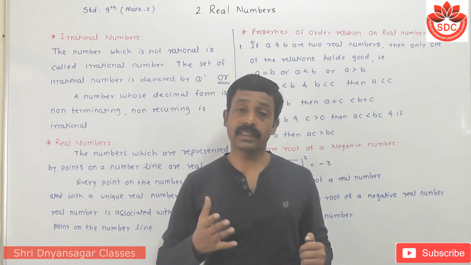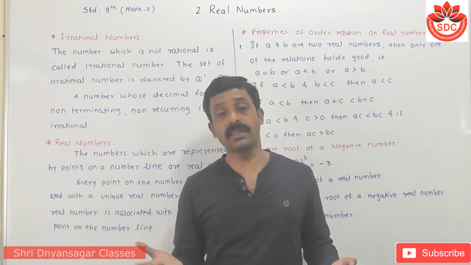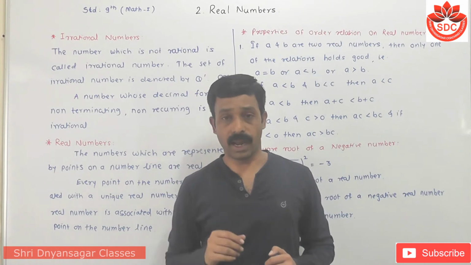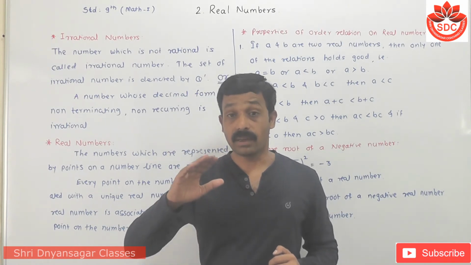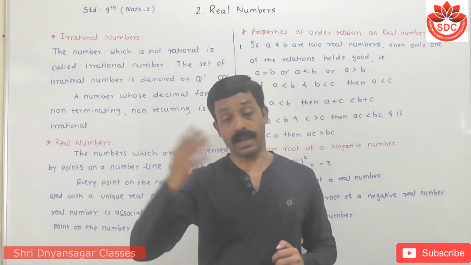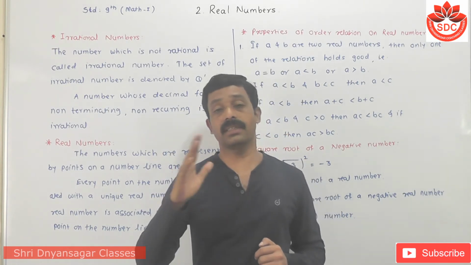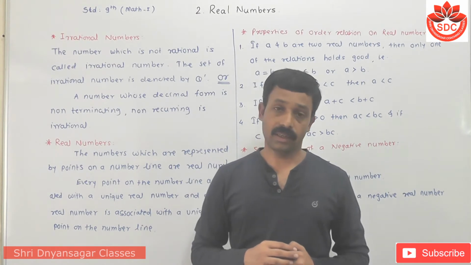Real numbers means the rational and irrational numbers are called the real numbers, which associate with only one point on the number line. Means the numbers we can express on a line are called the real numbers. Rational and irrational numbers are called the real numbers.